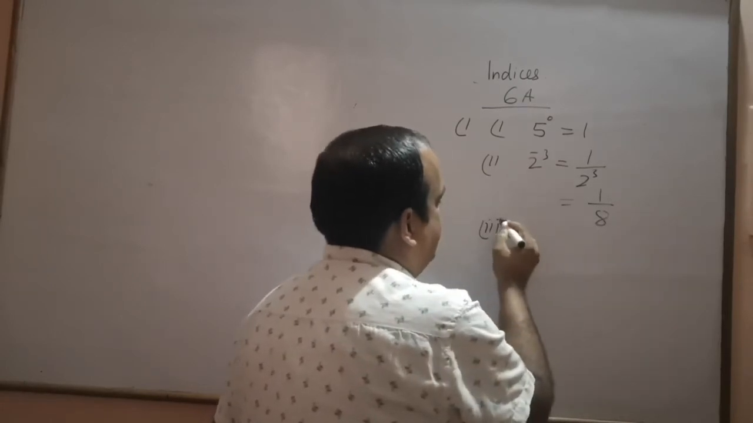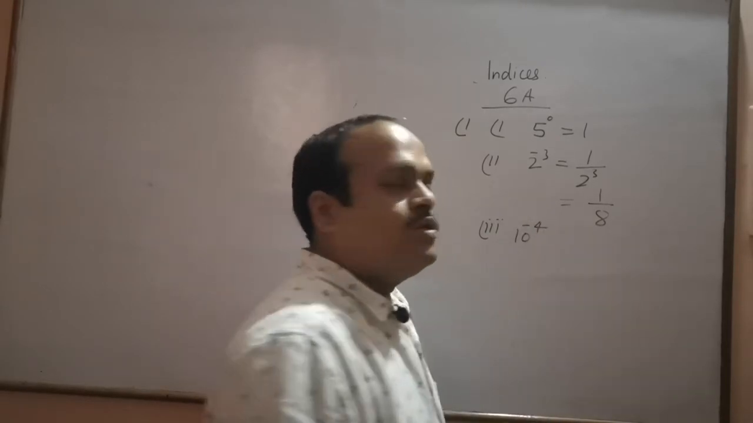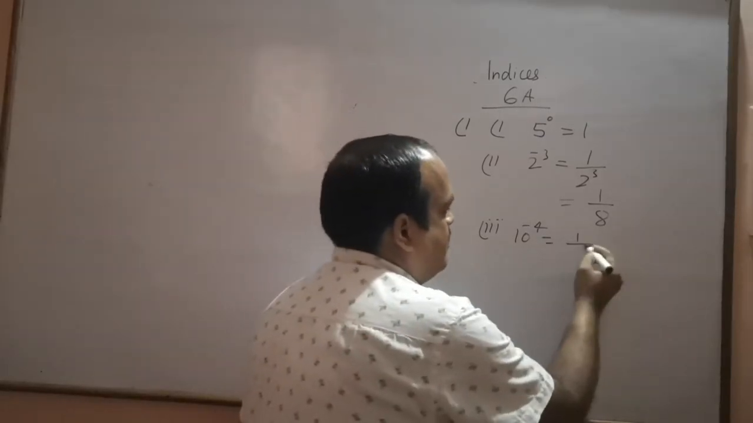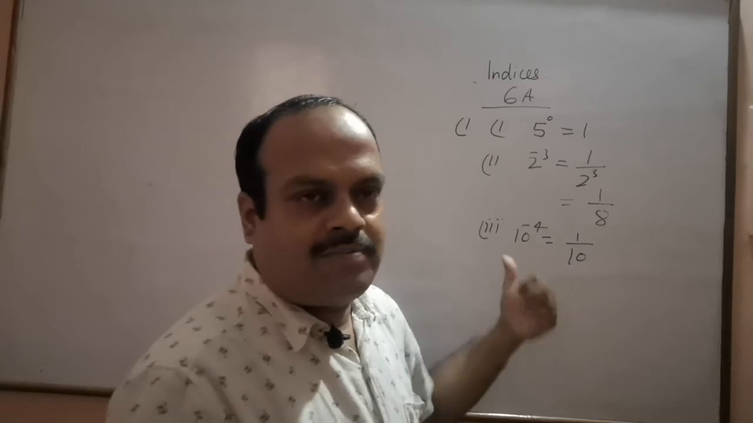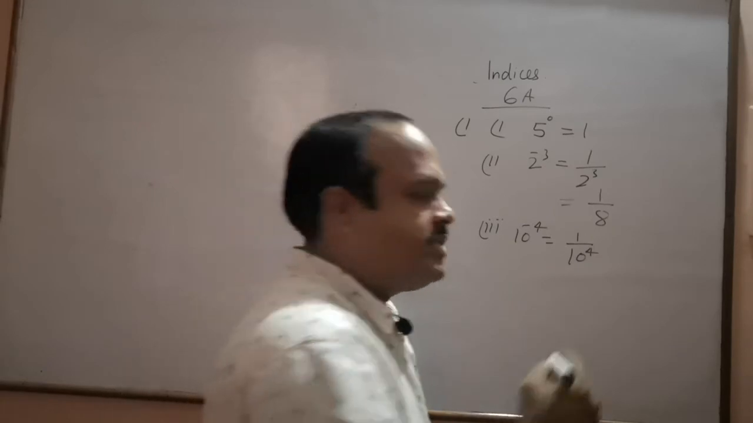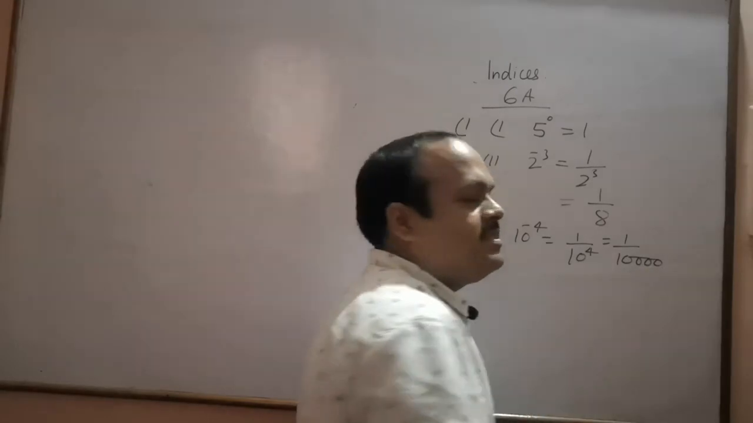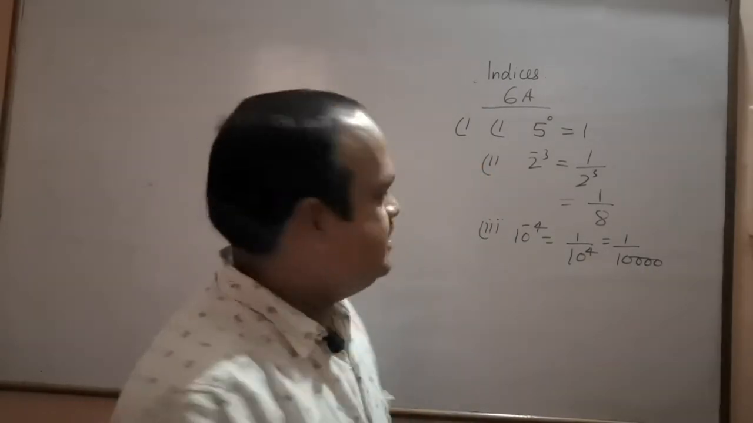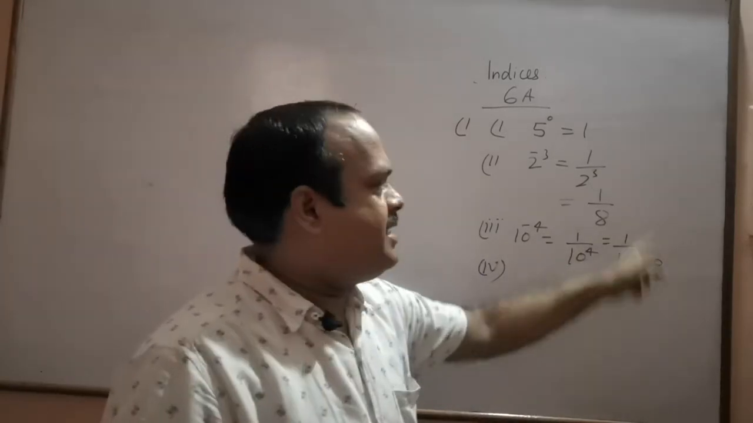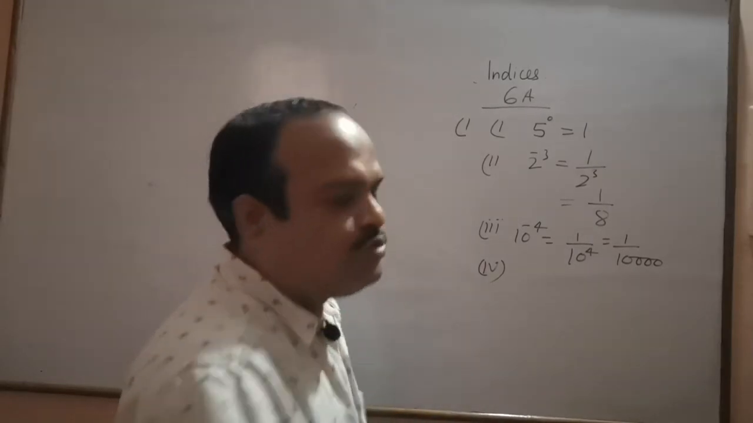Third one, 10 to the power minus 4. To get the answer, first we need to make the power positive. To make the power positive, we need to take the reciprocal of 10. And you know 10 to the power 4 is 10 into 10 into 10 into 10, meaning 1 with 4 zeros, 10,000. If you wish, you can change this fraction to decimal. No need. Another one, minus 2 to the power minus 2.